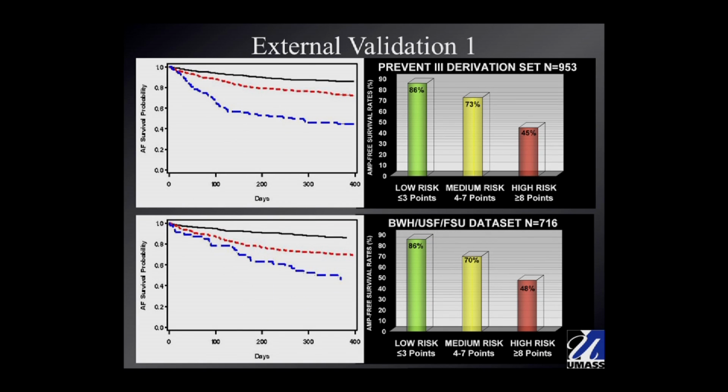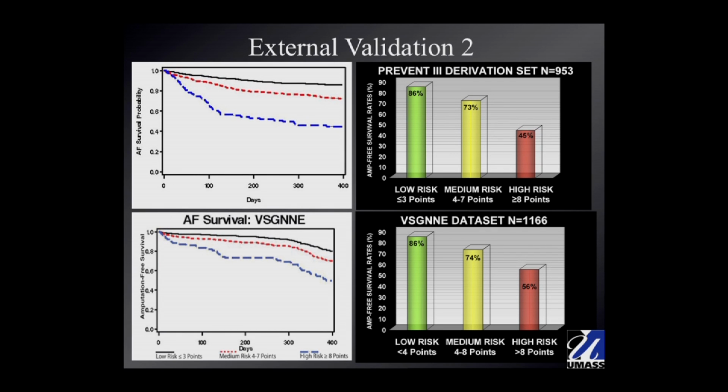We then went ahead and did that again with our external validation cohort. And again, this was from the Brigham, University of South Florida, and Florida State. And you can see, again, very good correlation both on the Kaplan-Meier curves and then the absolute values on the histogram. We then did it with the VSGNE data set, and again, showed very good correlation, 86 versus 86, 73 versus 74, and 45 versus 56.